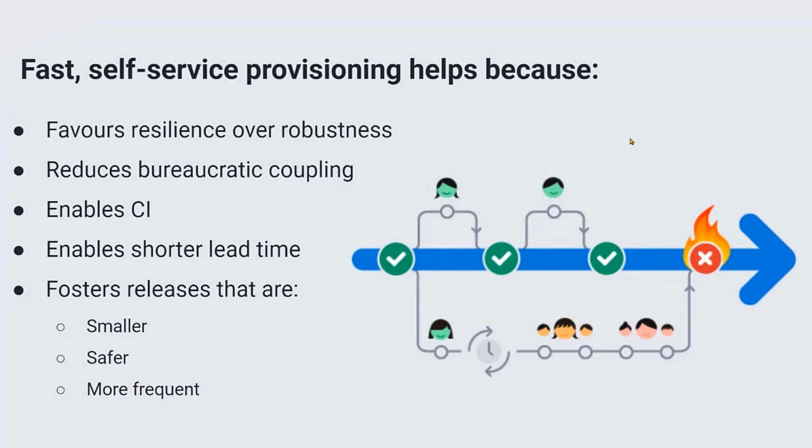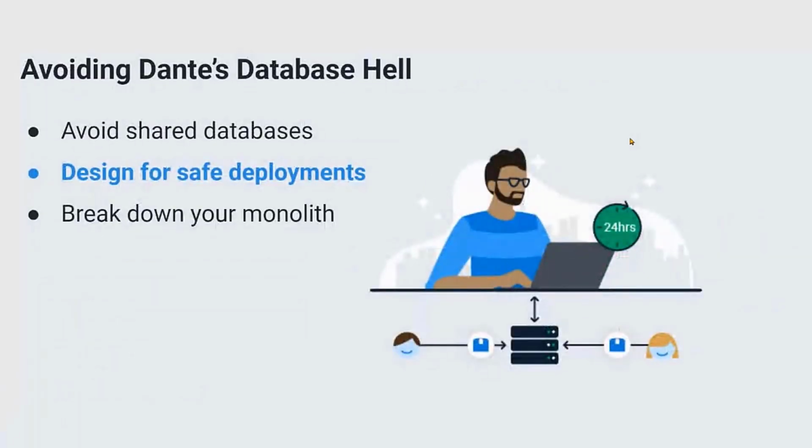It enables us to work in much smaller chunks, enabling proper continuous integration, like I discussed last week. Do one thing at a time, keep it small, check it in, push it out. Which enables shorter lead time, which leads to smaller, safer, more frequent releases. So all of the good stuff. We're starting to get virtuous cycles now instead of vicious ones. Cool.